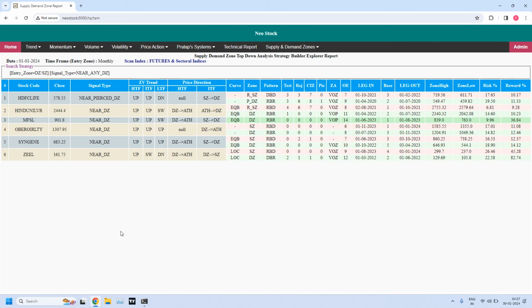So total 6 stocks are filtered. See here again, null value. What is HTF time frame?